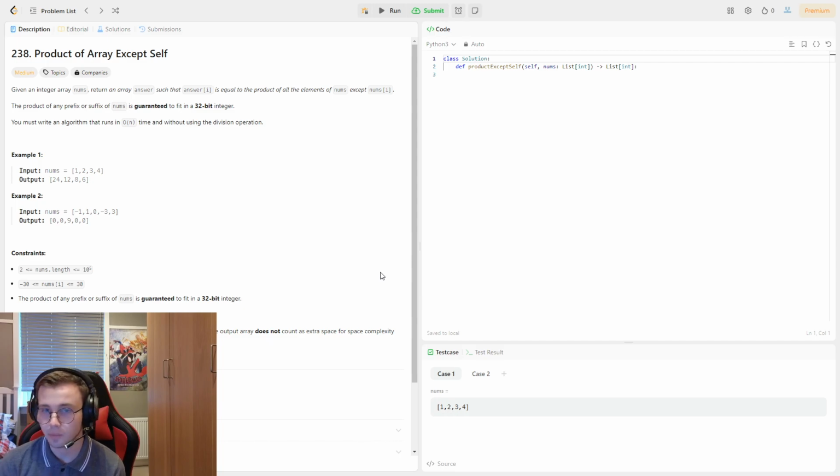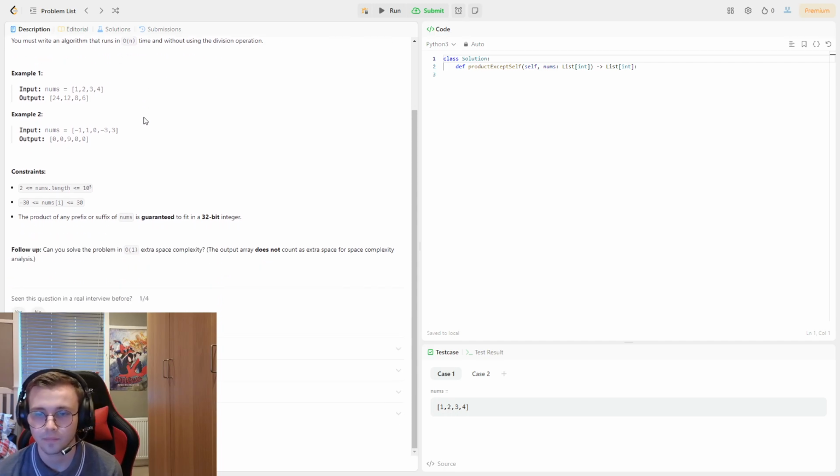Okay, so example 1, nums is equal to 1, 2, 3, 4. So whatever goes at this position in output is going to be equal to this times this, I think. So 2 times 3 is 6, 6 times 4 is 24, so that goes here. 12 is going to be equal to 1 times 3 times 4, which is 12. Whatever goes here is going to be equal to 1 times 2 times 4, which is 8. And then whatever goes here is going to be 1 times 2 times 3, which is 6. Okay.